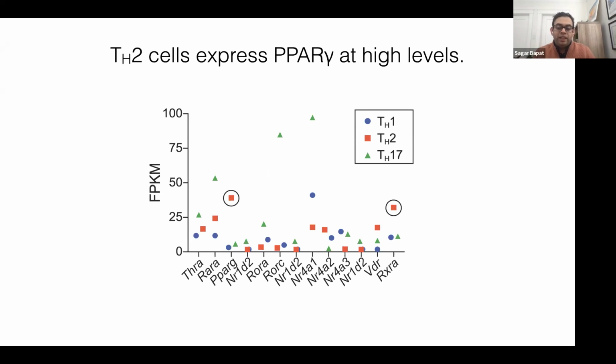And for that, early on, this is data actually going back to graduate school. I had done some profiling of nuclear receptors, which are known to respond to the outside environment. And I discovered that the Th2 cells seem to uniquely express PPAR gamma and its obligate heterodimeric partner, RXR alpha. And this would seem to be unique to Th2 and not Th1 or Th17. This is all done in vitro.